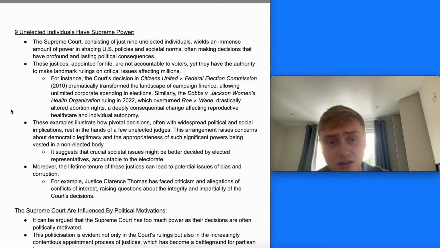In Citizens United, for example, they transformed the landscape of campaign finance, whilst in Dobbs v. Jackson Women's Health Organization, they overturned Roe v. Wade and drastically altered abortion rights by removing the constitutional right to an abortion. These illustrate how pivotal decisions, often with widespread political and social implications, rest in the hands of a few unelected judges, raising concerns about democratic legitimacy and the appropriateness of such significant powers being vested in a non-elected body.